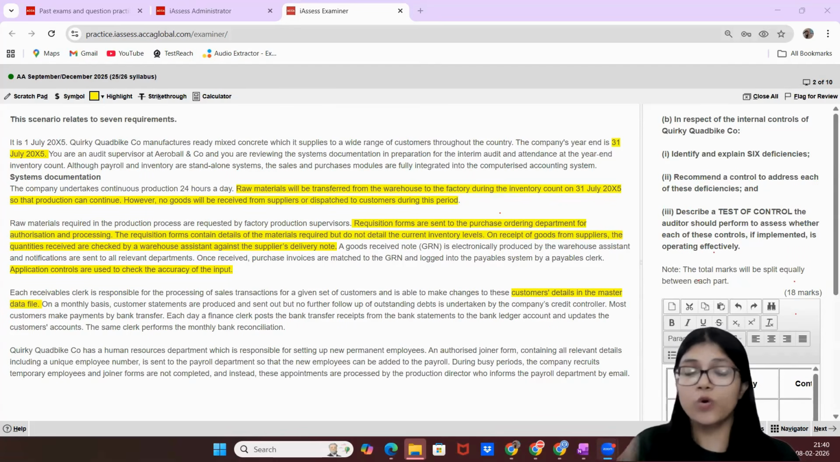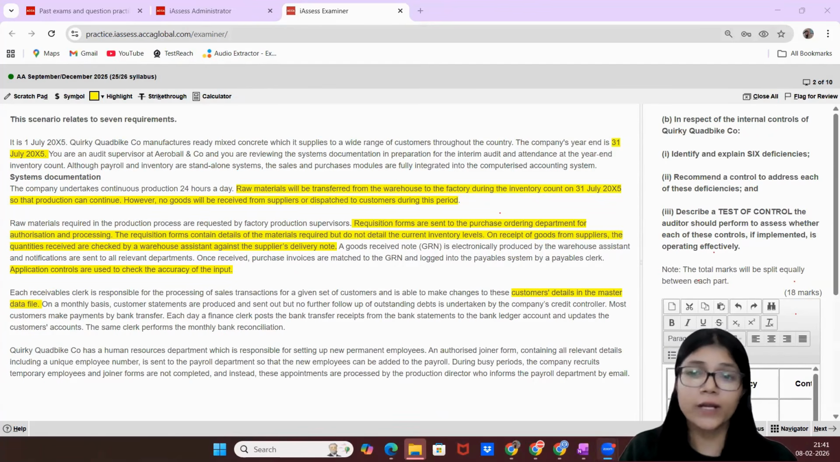So only who should be able to make the changes? Only the respected senior official should make the changes in the master file. Correct. Only an authorized person or senior level person, you can write, only they should be able to make the changes to the master file and nobody else apart from that.